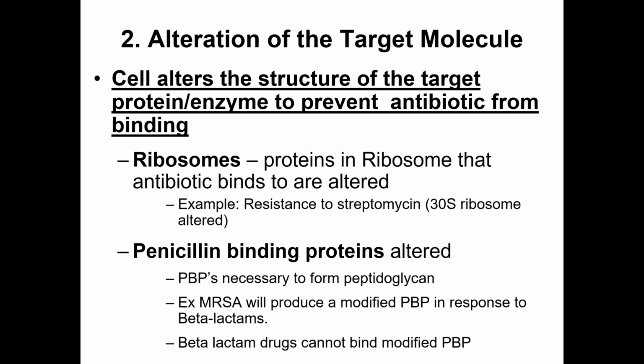So what does MRSA do that's so different? It makes a different version of this penicillin binding protein. A version different enough that 4 generations of beta-lactams can't touch it. Only that 5th generation can. That's why it's so resistant. Just says, all right, I'm making a different version of this protein.